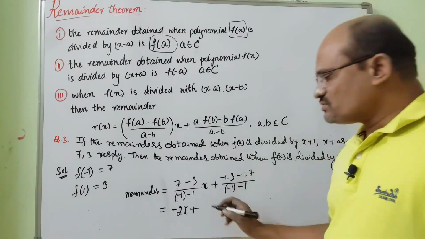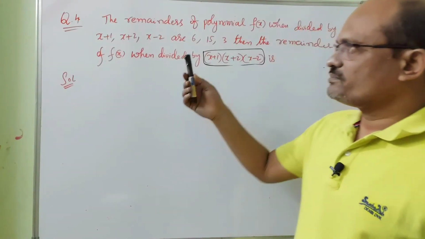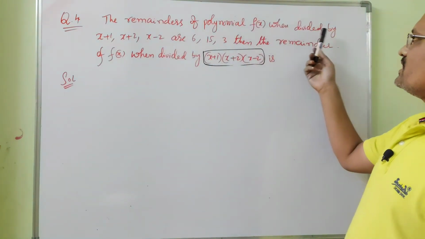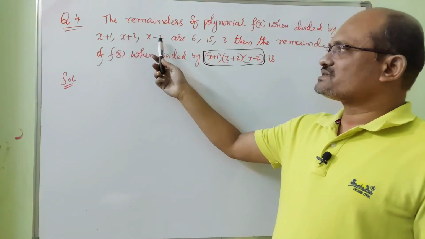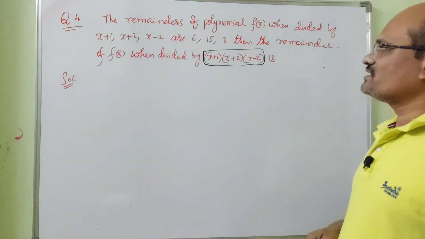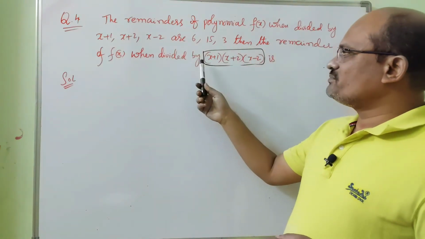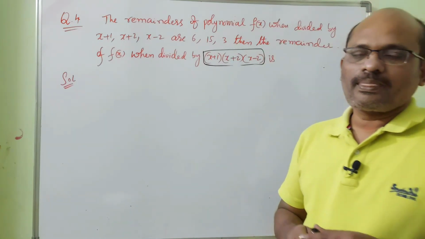Minus 10 by minus 2 is 5. Students, now question number 4. The remainders of polynomial f of x when divided by x plus 1, x plus 2, x minus 2 are 6, 15, 3. Then the remainder of f of x when divided by x plus 1 into x plus 2 into x minus 2 is?